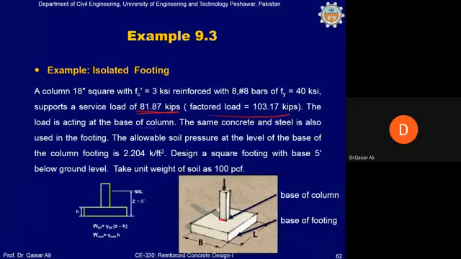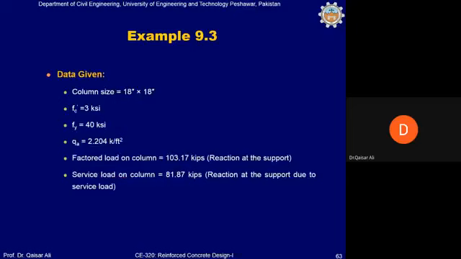The same concrete and steel is also used in the footing, 40 ksi strength steel and 3 ksi concrete. The allowable soil pressure at the level of the base of the column footing is 2.204 kip per square foot, which is 1 ton per square foot. Design a square footing with base 5 feet below ground level. Take the unit weight of soil as 100 pcf. Column size and everything has been given.